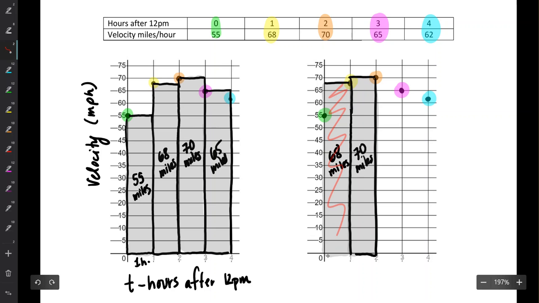The area under this velocity curve represents the distance that I have traveled. Right? Between 2 and 3, I'm going to use the speed that I was going at 3 o'clock. I'm going to use 65 miles an hour and just say, you know what, I'm going to assume I was going 65 miles an hour for that full hour. 65 miles an hour times 1 hour gives me the 65 miles.